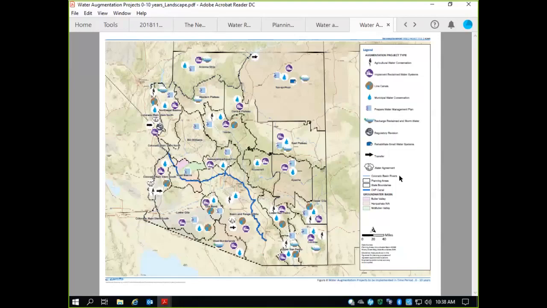On the Colorado River Indian Tribes, it has the symbol for implement reclaimed water systems. I don't understand why that's an augmentation project. It's a return flow to the Colorado River. Well, it's return flow now, but would it have to be return flow? Could it not generate water for reuse on the reservation? I mean, new water.